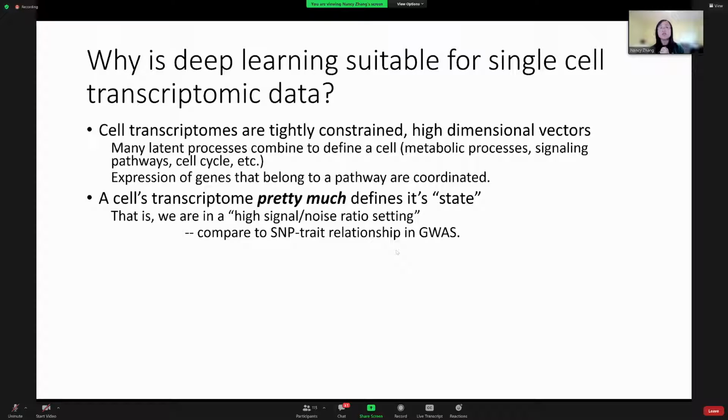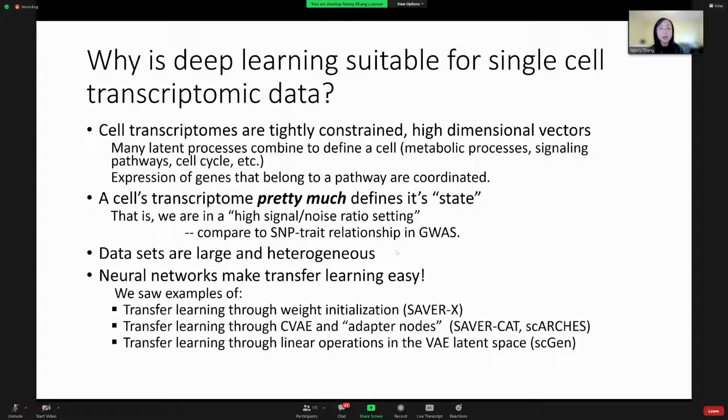Okay, so it's a high dimensional, highly featurizable vector with complex dependencies between genes that pretty much defines the cell state. Data sets in the single cell field are very large and heterogeneous. You're going to have millions and millions of cells, and they're very heterogeneous. So there's a lot of interest in learning across data sets, and neural networks make this learning easy.